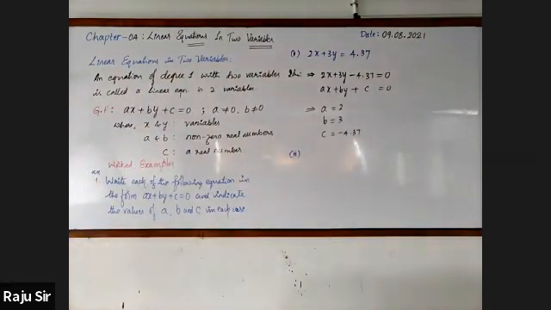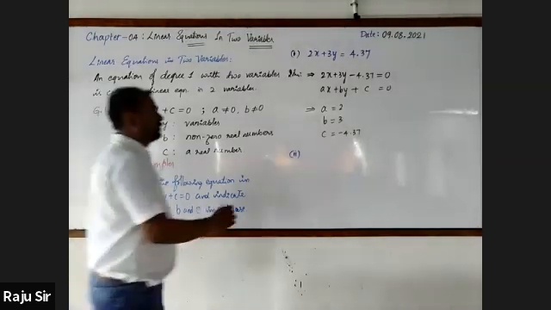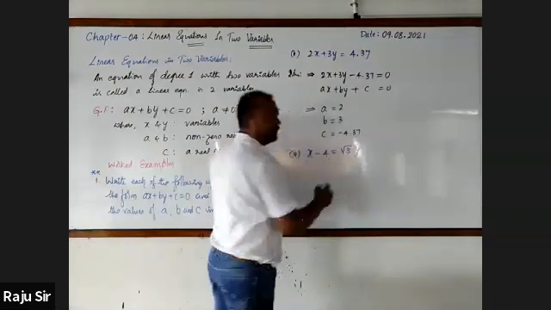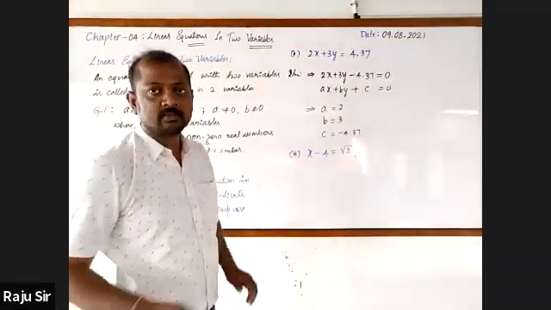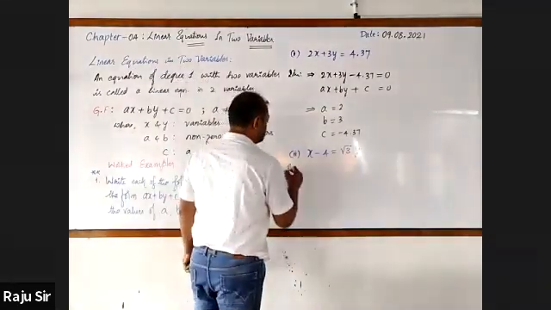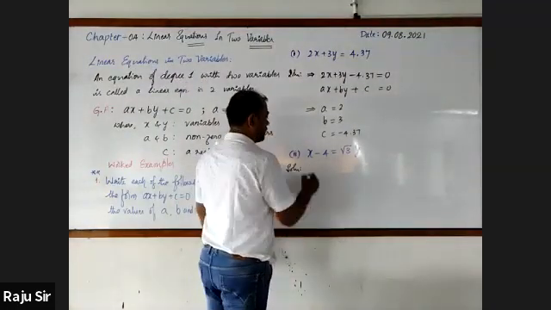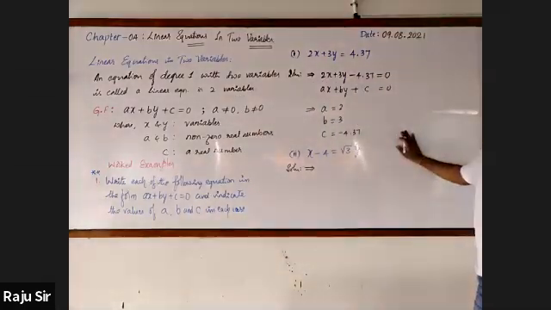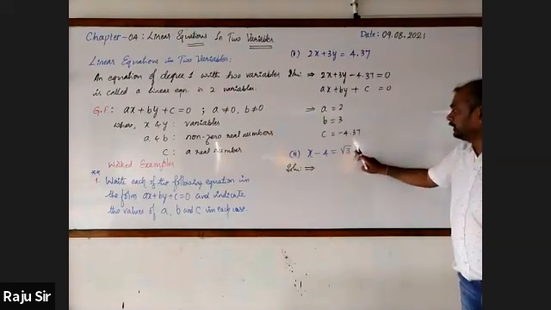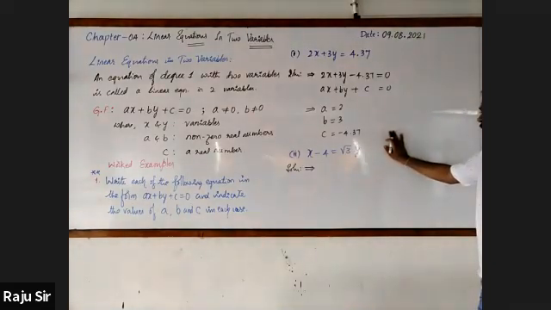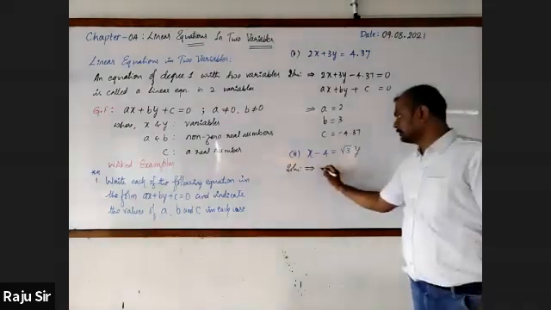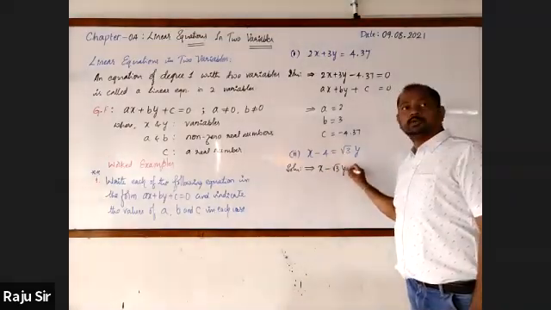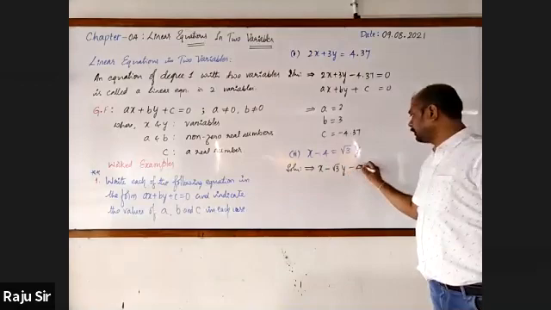Second question. x minus 4 equal to root 3 into y. Tell it in standard form. x minus root 3y minus 4 equal to 0.